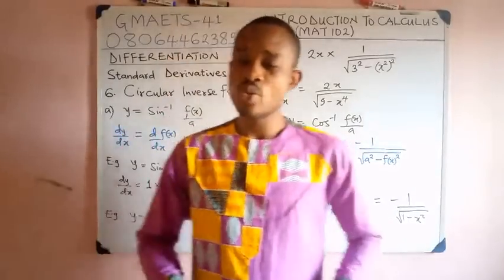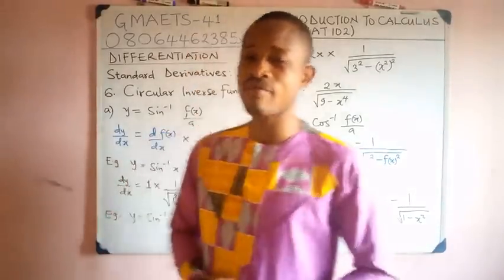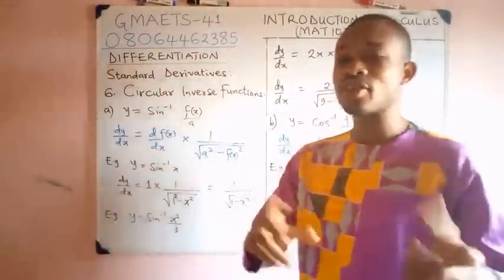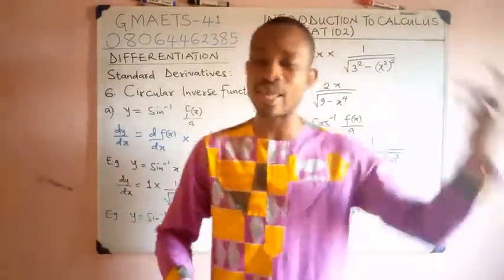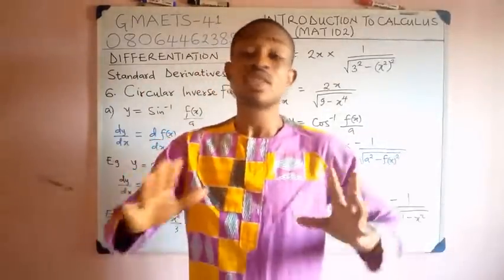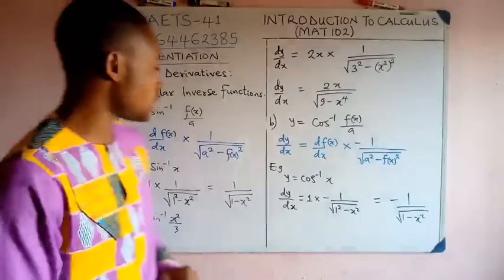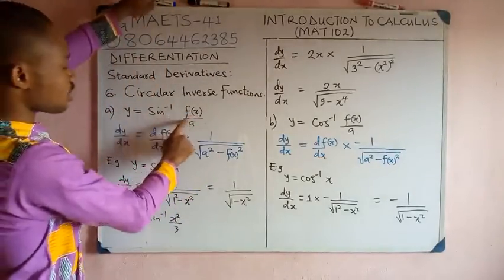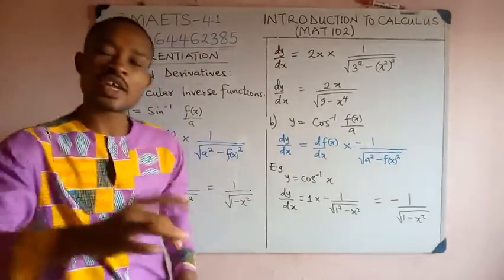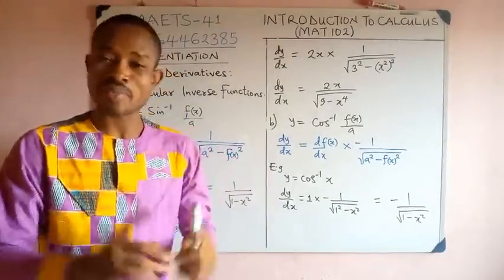In this video, we are going to look at standard derivatives of circular inverse functions. When we talk about circular inverse functions, we are referring to the inverse of trig functions like sine inverse, cos inverse, tan inverse, cot inverse, sec inverse, and the rest of them. But we're going to consider just 3 of them: the sine inverse, the cos inverse, and the tan inverse. Quickly on the board, we have these: y equal to sine inverse of f of x over a. GMAT 41 decided to use this standard in order to cover the general knowledge of what you need to know about circular inverse functions.